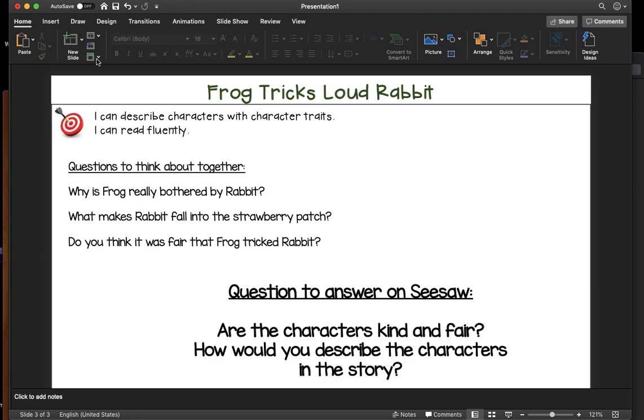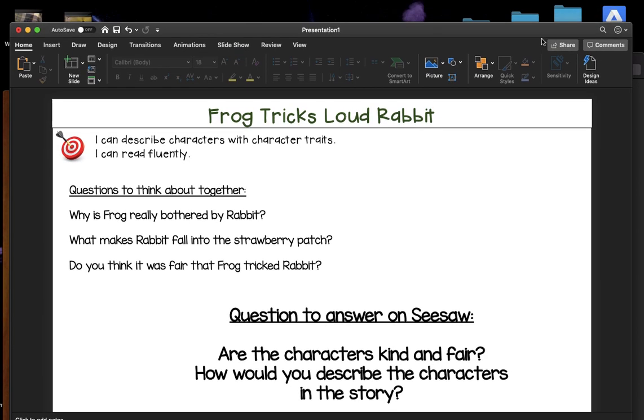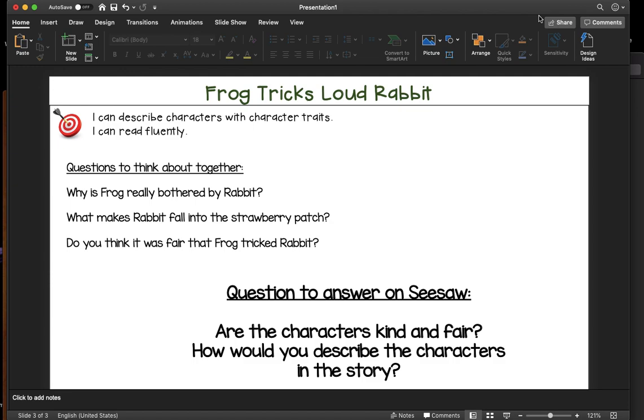I'm going to give you a second to answer these on your own or to think about them. And if you need more time, pause the video because I am going to go over some answers with you. So why is Frog really bothered by Rabbit? Well, Frog is bothered by Rabbit's yelling and bragging. Remember how Rabbit kept saying, I am the fastest, I am the fastest. Yeah, Frog didn't like that, so he's very bothered by it.